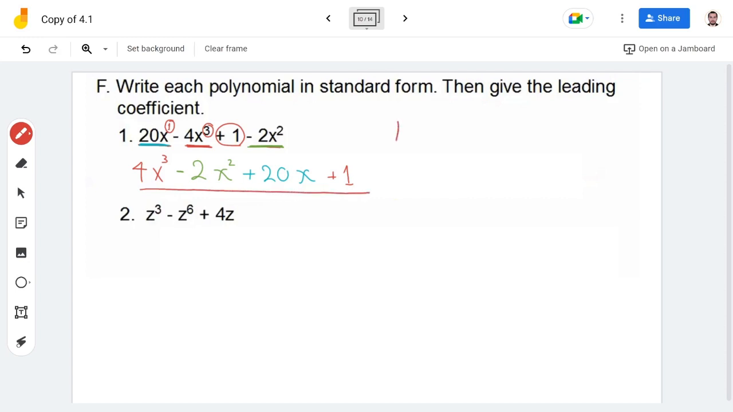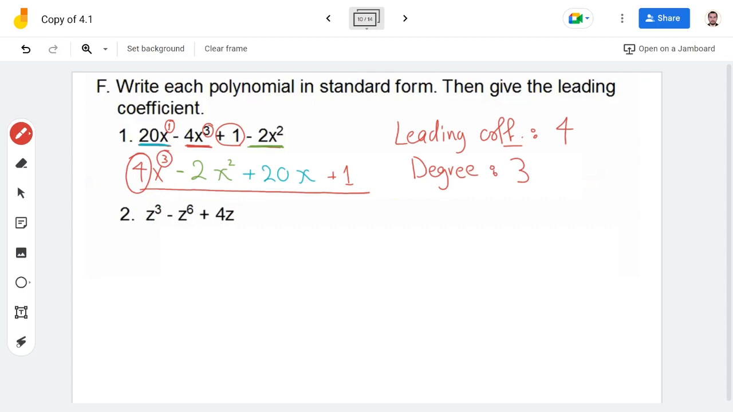Now, what is the leading coefficient? We need to say two things. The leading coefficient is the first number in your polynomial. So what's the first number here? It's 4. So the leading coefficient is 4. What is the degree of your polynomial? The degree of a polynomial is the highest degree number. So what's the highest degree number here? It's 3. So the degree is 3. I hope this is clear.